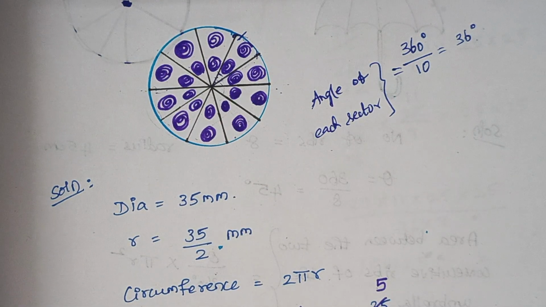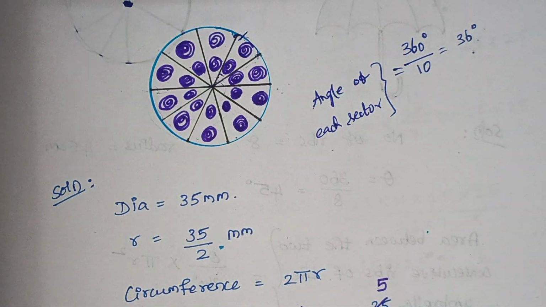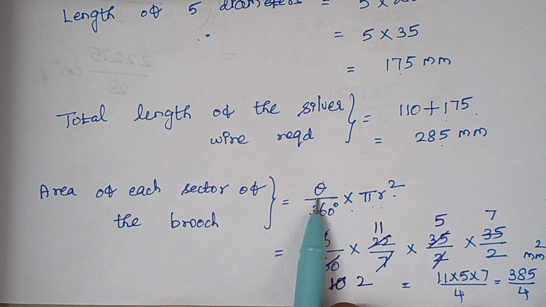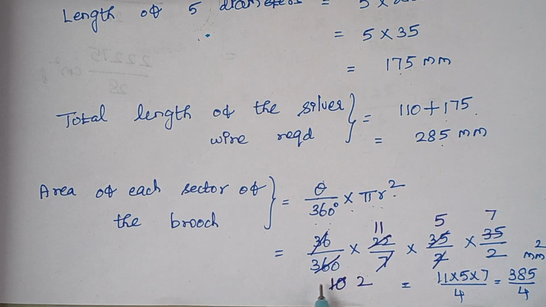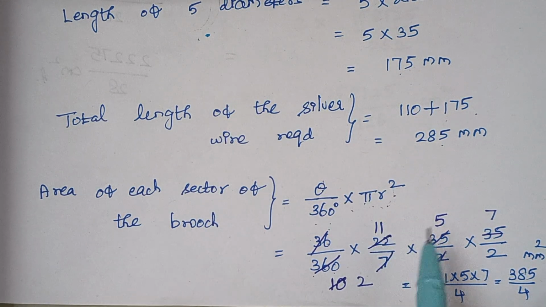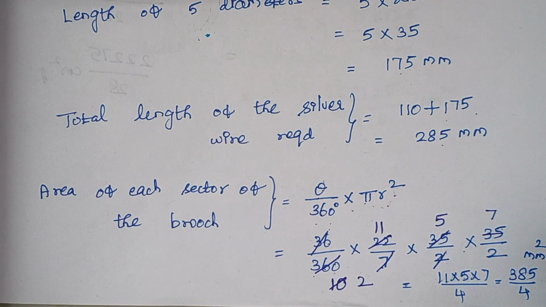Now we have to substitute this value in the place of theta. So here theta is 36. So 36 by 360 into pi, which is 22 by 7, into what is the value of r? Here the value of r is 35 by 2. So 35 by 2 into 35 by 2. Here we can cancel a lot of things.